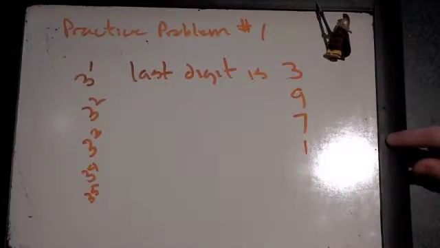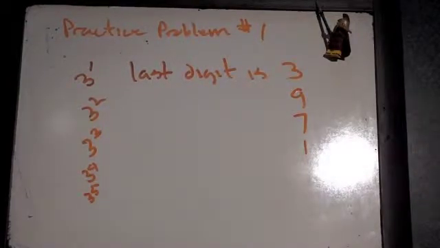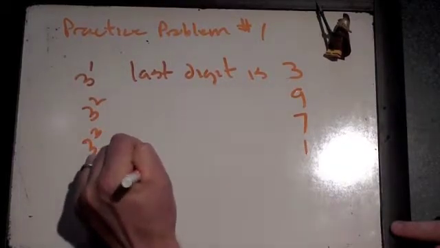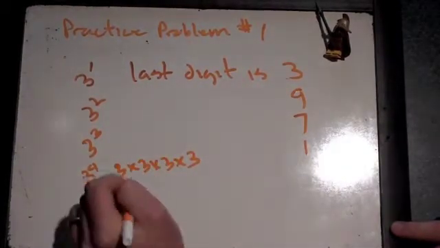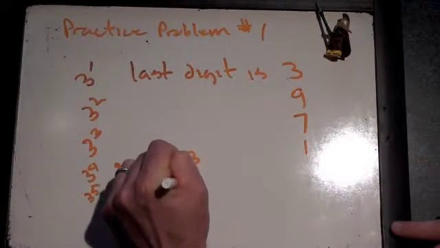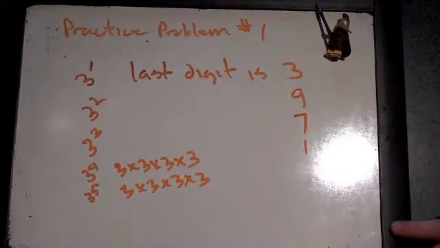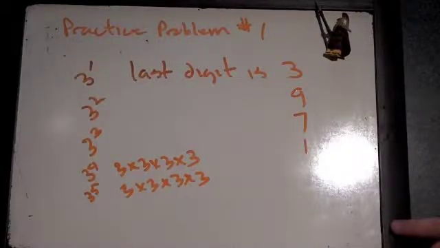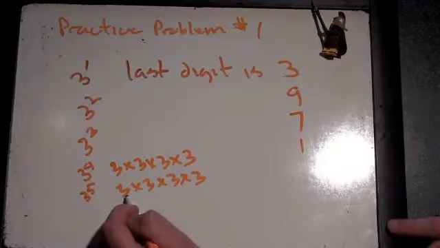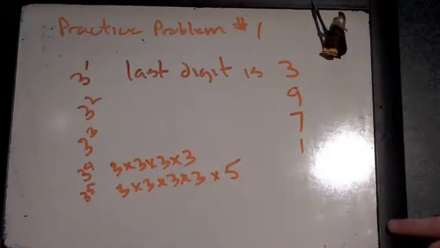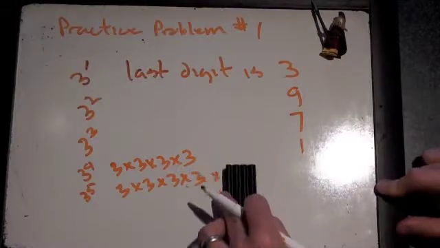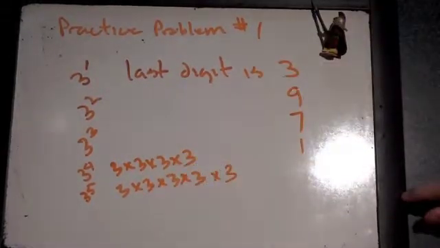3 to the 5th. The last digit's going to be 1 times 7. Well, what are we multiplying by to go from 3 to the 4th to 3 to the 5th? 3 to the 4th is 3 times 3 times 3 times 3, 4 3s. And 3 to the 5th is 4 3s times what? Times 3. So we multiply by 3 again.